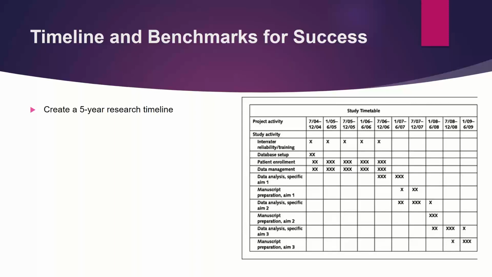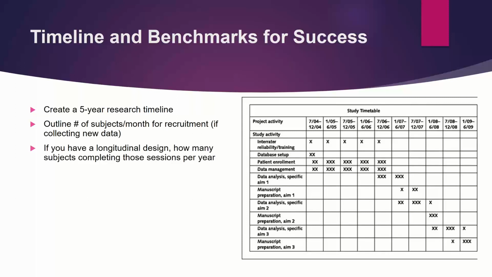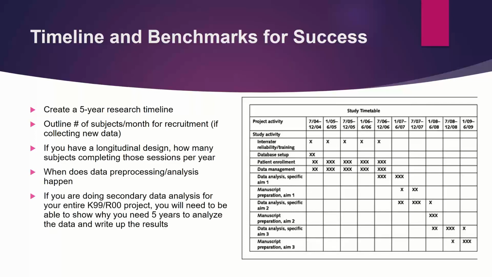So for K99R00, you're creating a 5-year research timeline. So outline the number of subjects per month for recruitment if you're collecting new data. If you have a longitudinal design, how many subjects will be completing sessions every year? When does data preprocessing and analysis happen? If you're doing secondary data analysis for your entire K99R00 project, you will need to be able to show why you need 5 years to analyze the data and write up the results.